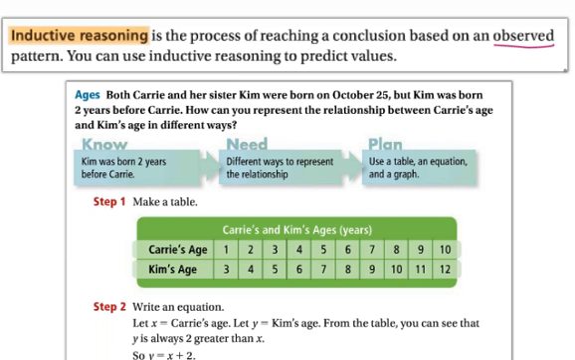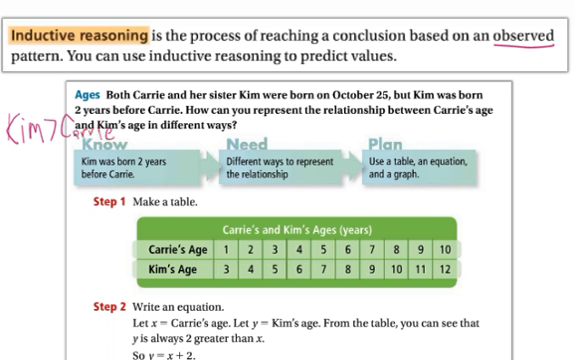Ages. Both Carrie and her sister Kim were born on October 25th, but Kim was born 2 years before Carrie. How can you represent the relationship between Carrie's age and Kim's age in different ways? Well, we obviously know that one of them is older by exactly 2 years, and if Kim was born before Carrie, we would assume that Kim is older. So we're probably going to say Kim is greater than Carrie. We know Kim was born 2 years before Carrie.